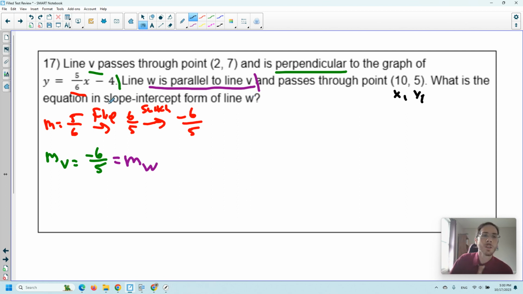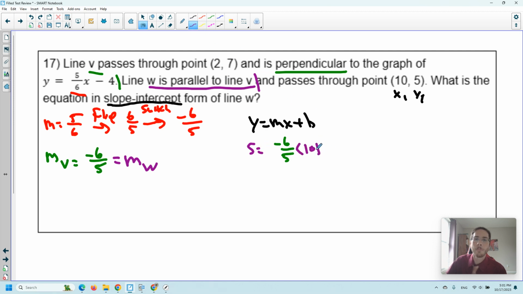Since we need slope-intercept form, this would be great if it said point-slope form, because we already know the slope and we already know the point. But this one wants slope-intercept form, so let's do that. y equals mx plus b. We know the slope. This time I have the slope in green, which is the same as the red one here, negative 6/5. I've got x and y. So y is 5, x is 10. And just like last time, we're trying to figure out b.